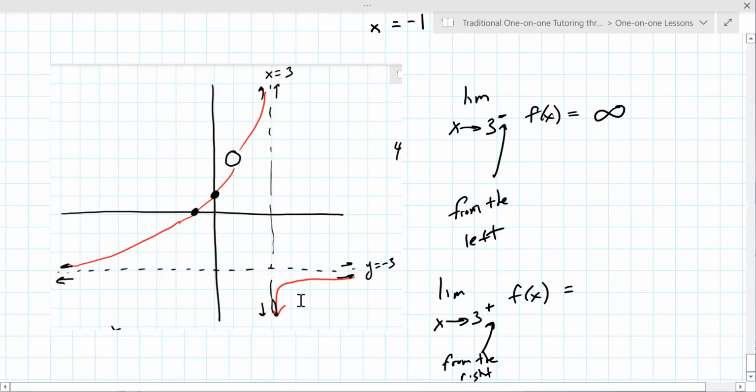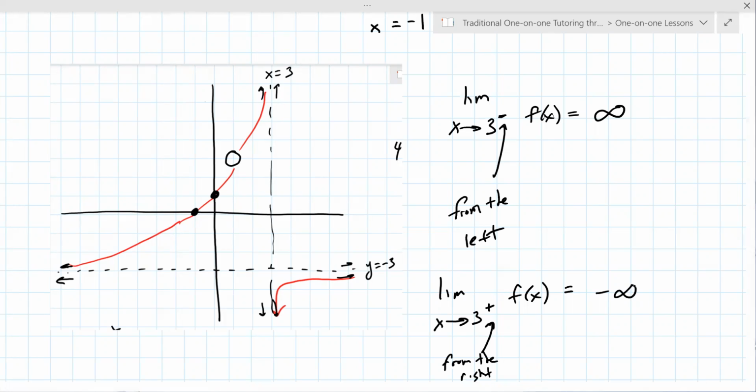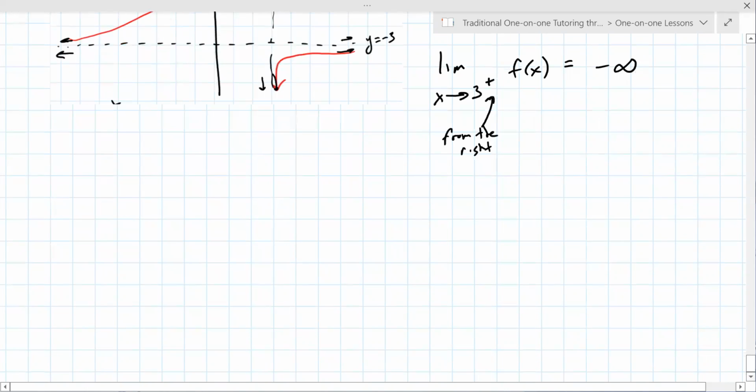I don't know. But from the right means you're approaching 3 from the right. So it's down here on the bottom, and it's like, how far down are you going? Forever. To negative infinity. And that is your middle behavior. You could ask your instructor about what is the beginning behavior.